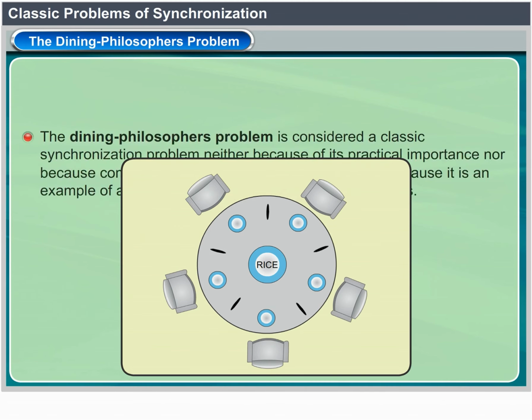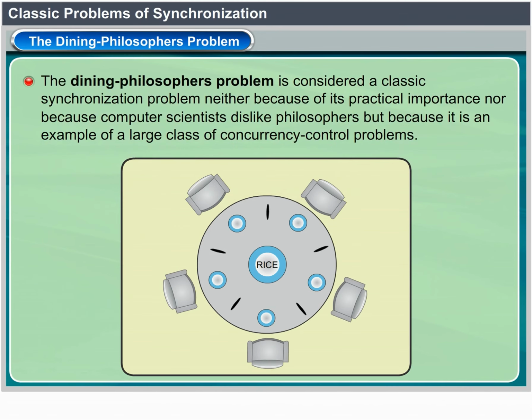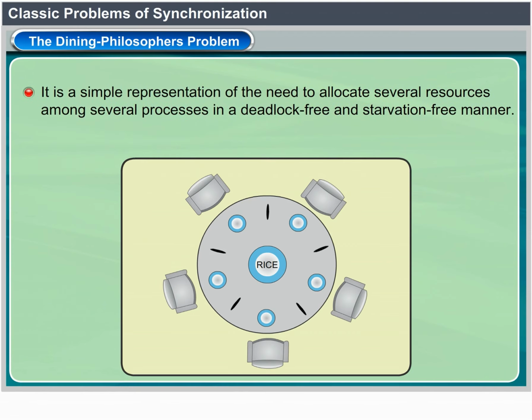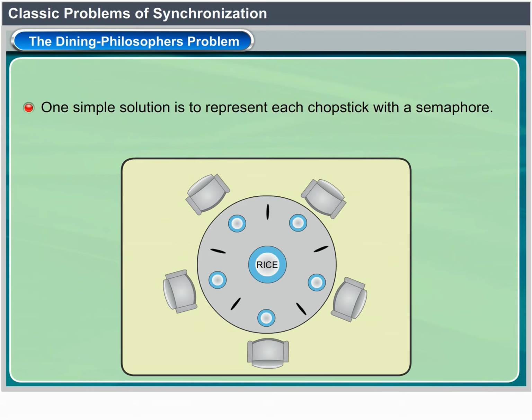The dining philosophers problem is considered a classic synchronization problem, neither because of its practical importance nor because computer scientists dislike philosophers, but because it is an example of a large class of concurrency control problems. It is a simple representation of the need to allocate several resources among several processes in a deadlock-free and starvation-free manner. One simple solution is to represent each chopstick with a semaphore.